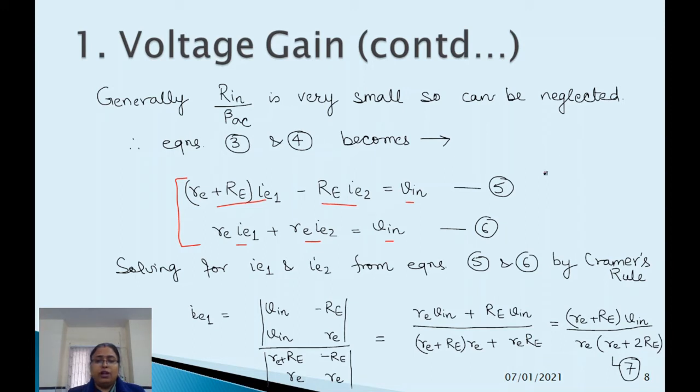We know what the Cramer rule is. It is given by first replacing these terms by these constant values and then finding the IE1. So IE1 equals Vin upon Vin into RE, this RE is here, and Vin into RE upon the coefficients of all these four terms, right? RE plus re, minus RE, RE and RE. So solving these two determinants, what we get is RE plus re into Vin upon RE into RE plus 2re.